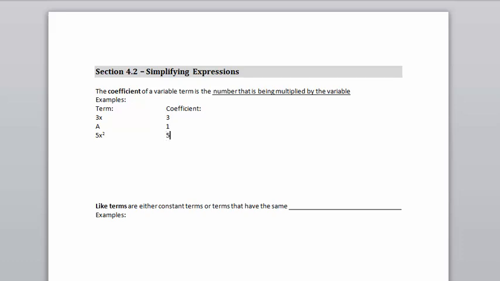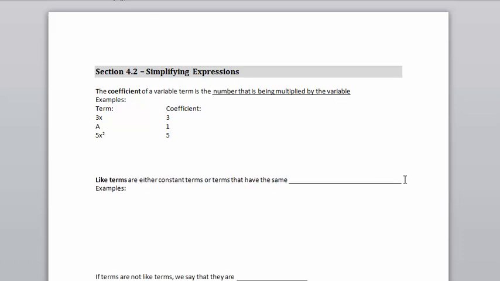and so on. Like terms are either constant terms or terms that have the same variable. That variable must also have the same exponent. So for example, 4x is like negative 6x, 4ab is like 27ab, and 5v squared is like 52v squared.